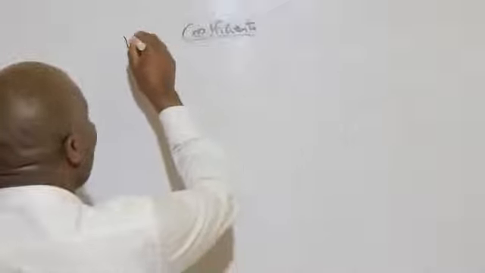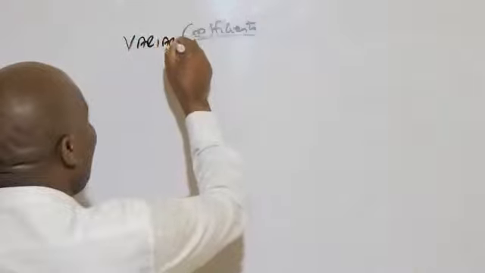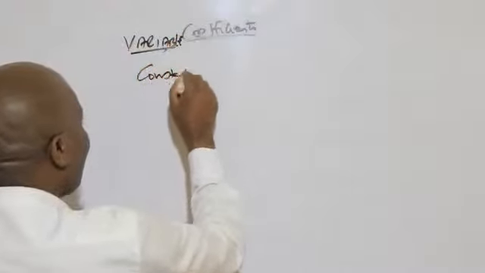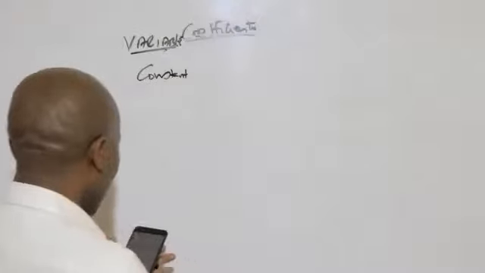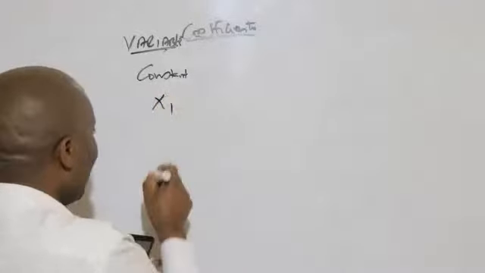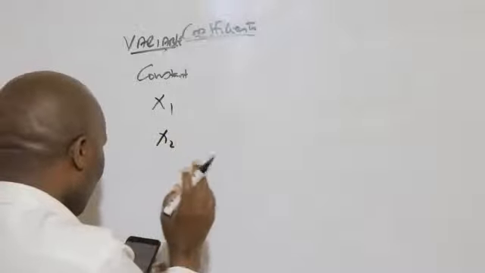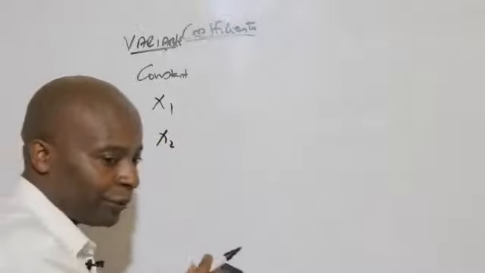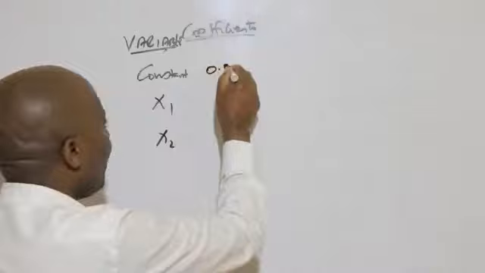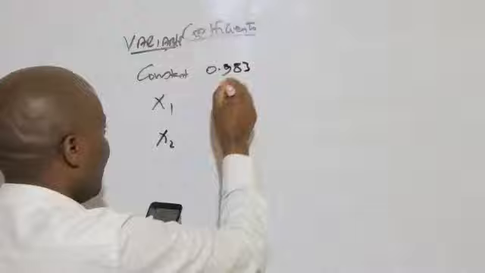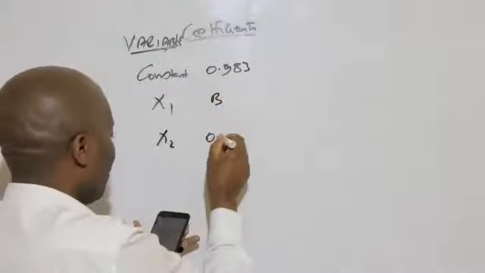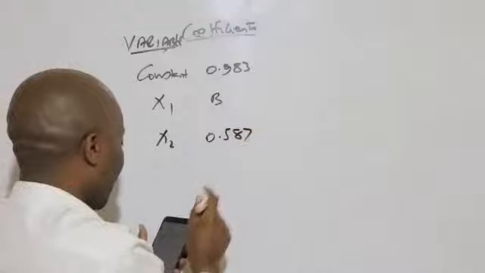So we have here the variable, where we should start with the constant. So constant. We have here variable x1. We have variable x2. No wonder you guys are not able to do this question. So for the constant, the coefficient is 0.983. This one here is B. This one is 0.587.